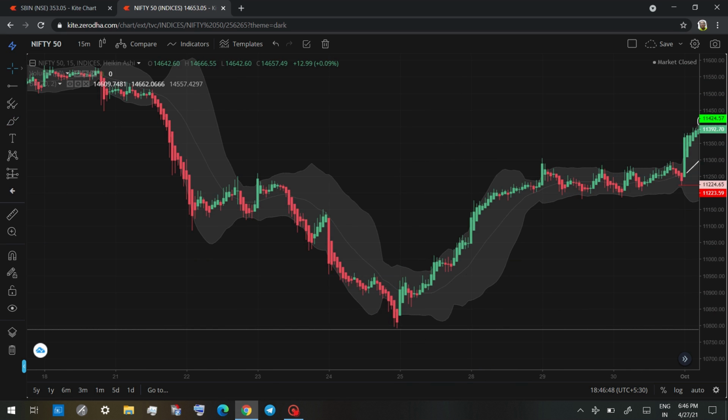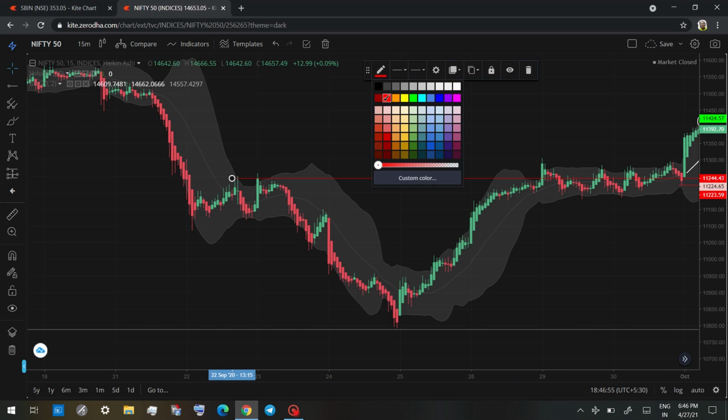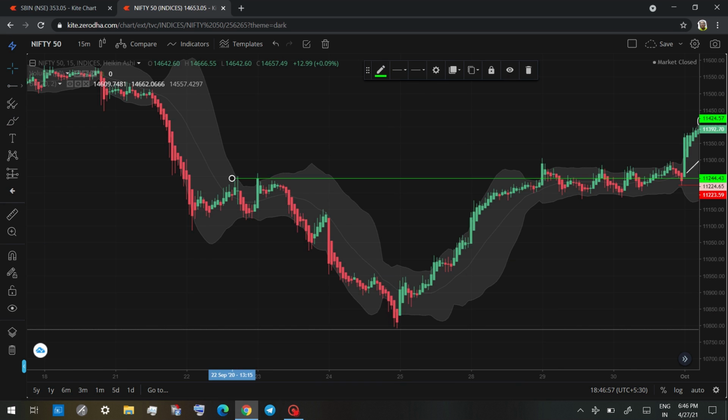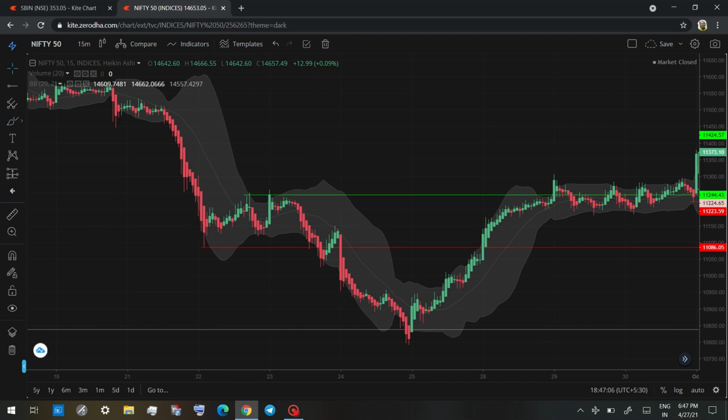In this case, let's look. I am going to draw the previous high. This is the previous high. I'm going to draw the previous low. This is the previous low. Okay, previous high, previous low.